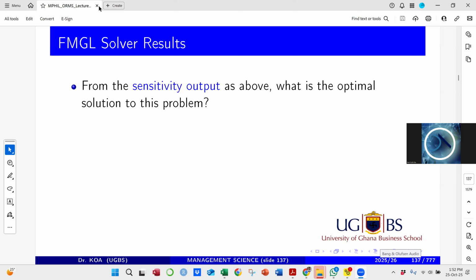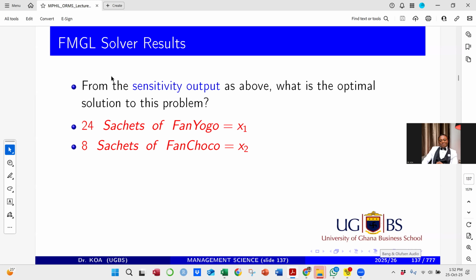So another way of asking the question is, how many sachets of Fun Yogo and Choco should Farm Milk Ghana Limited produce? Another way of saying it is, what is the optimal solution to the Farm Milk Ghana Limited problem? And that is what Kofi has indicated. You will say that the optimal solution is to produce 24 sachets of yogurt and 8 sachets of chocolate. Now, you guys have done this mathematically, so you know the answer. But remember that in real life, you don't know the answer.